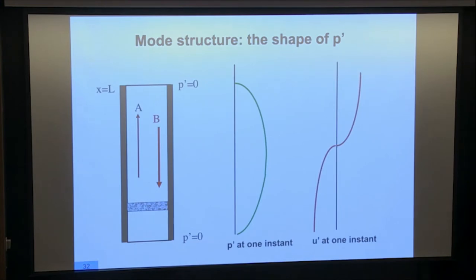So if you look at one instant, the shape of the pressure oscillation will be like this, and the shape of the velocity will be like that. Now what we're going to do is add the flame on top of that, and for the moment we say that the flame is a small flame, it doesn't change the temperature. We're going to keep the same acoustic speed, sound speed. Okay, so how do you do that?